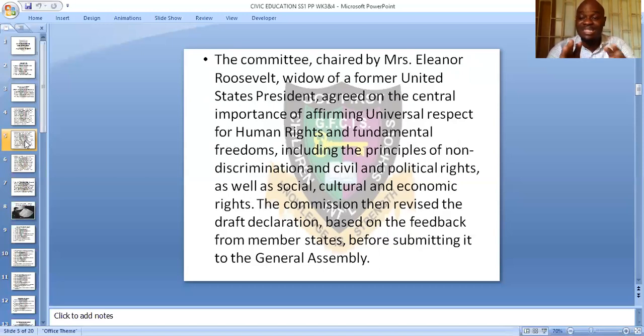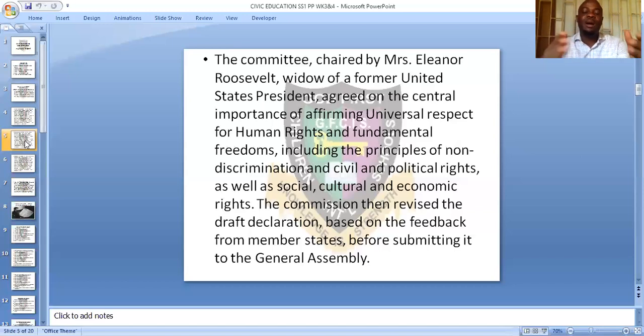fundamental freedoms. That happened to be one of the major goals, including the principles of non-discrimination and civil and political rights, as well as social, cultural, and economic rights. So these are the basis upon which all the rights are going to be founded. I'm going to repeat it again: the principle of non-discrimination, civil rights, political rights, as well as social rights, cultural rights, and economic rights. And these are the categories of human rights.